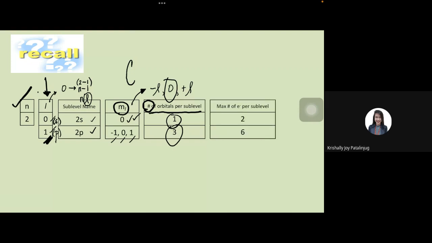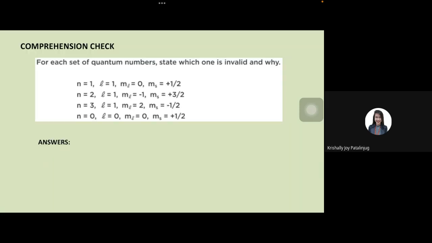The number of electrons per sublevel, how do you get this? Recall that per orbital, 2 electrons can occupy. So for the s sublevel, since it contains 1 orbital only, times 2, because 2 electrons can occupy that orbital. So total of 2. And then for the p sublevel, there are 3 orbitals in that sublevel, so times 2, total of 6.